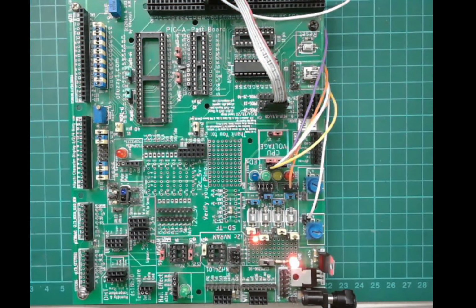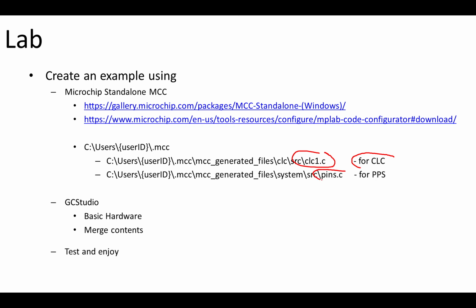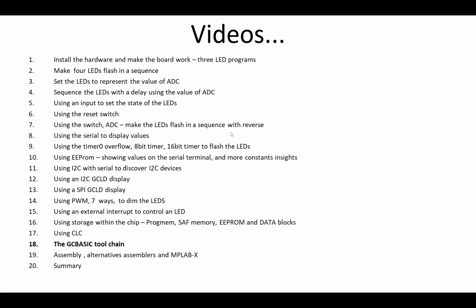Really very simple. All we did was, as shown on the screen here, I'll get rid of the red lines for us, we used MCC. We took the CLC piece from that particular source file. We took the PPS from this particular source file and just merged it together inside of there. And you don't really need all the other stuff that's in my source program. It just works. Enough. CLC stuff done. Great.